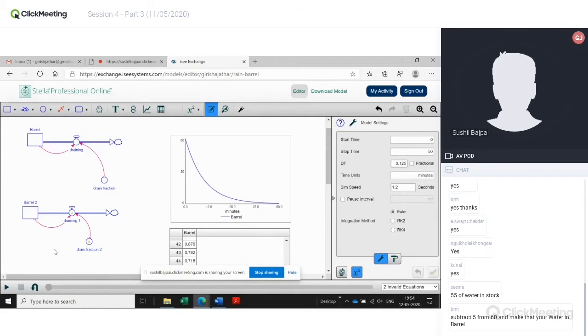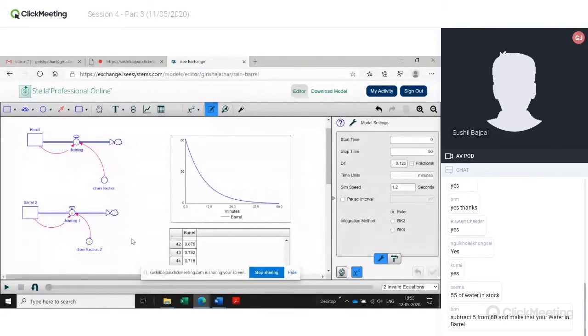See? So subtract 5 from 60, and that makes your water in the barrel. No, that doesn't make the water in the barrel, Behram. What it does is that is the amount of water which is available for draining out. And the draining process should stop when 5 liters of water is remaining in the barrel. That is what we want to simulate. So now let us see how we can do that.